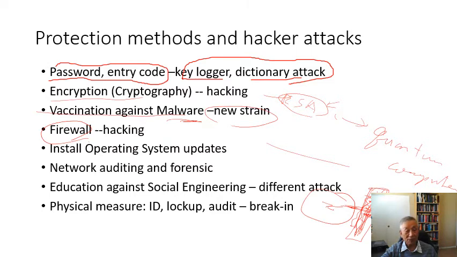So that's a higher firewall, but even that can be hacked. Installing operating system updates is important. And then you need auditing and forensics. Actually, every time you use your computer, somewhere there is a whole record of everything you are doing. So there's an auditing method you can do manually by hand, but it takes forever. There's software that, when there are too many failed attempts, will pop it out, or when there are abnormal activities, it will detect them.